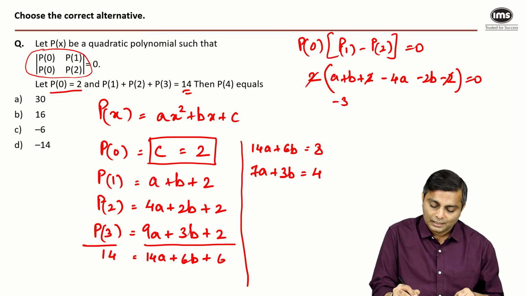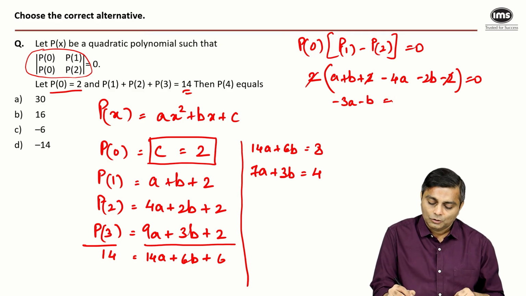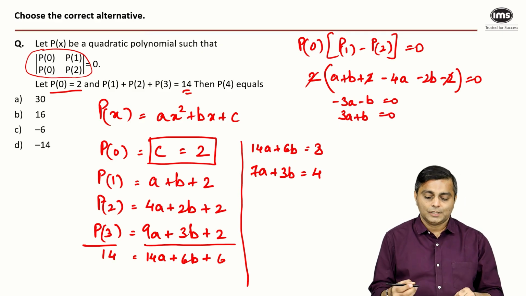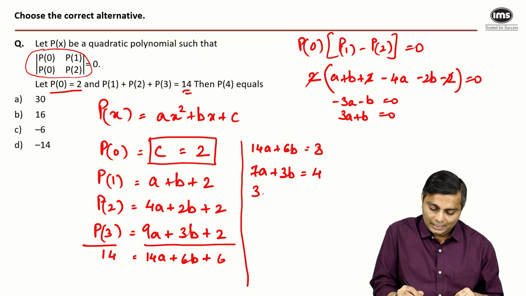So this is minus 3A, and B minus 2B is minus B, and that is equal to 0. Let's multiply with minus signs. So 3A plus B is equal to 0. Let's use that as our second equation: 3a plus b is equal to 0.